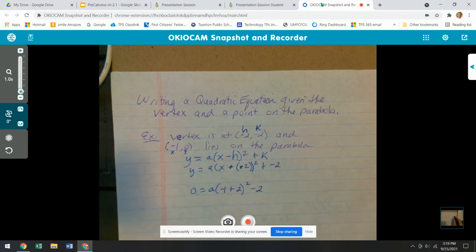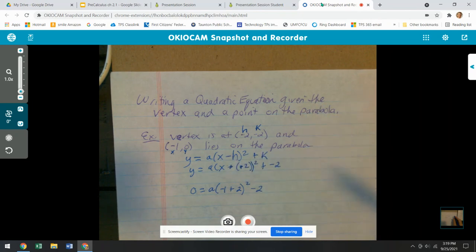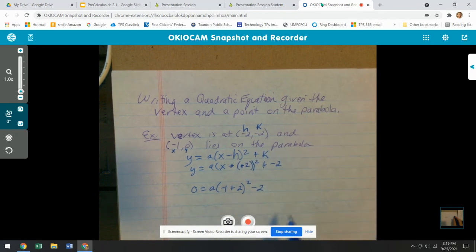So we're looking for the a value so that we can correctly write out our vertex form, and then we'll have the equation. So we're just going to solve for a. If I add 2 on both sides, I have this.